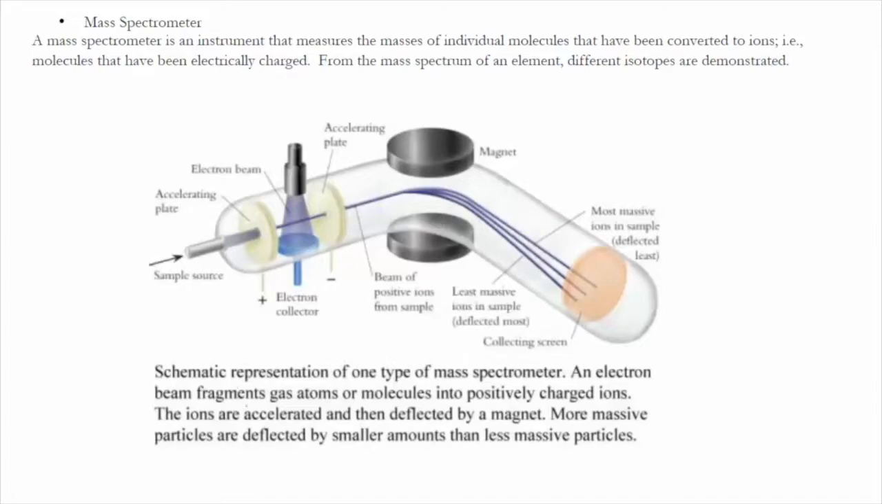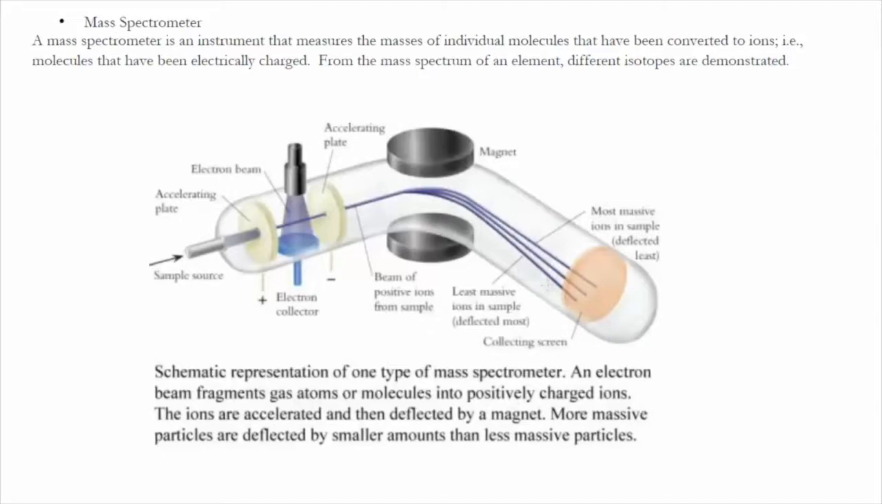And so what this shows you is that an electron beam is actually shot through the gas atoms or the gas molecules, and it makes them become positively charged ions. Now these ions are going to be accelerated around and then deflected by this magnet, and therefore you're going to have these different beams. It can be obviously more than 3 beams, but it separates the isotopes based on their different atomic masses.